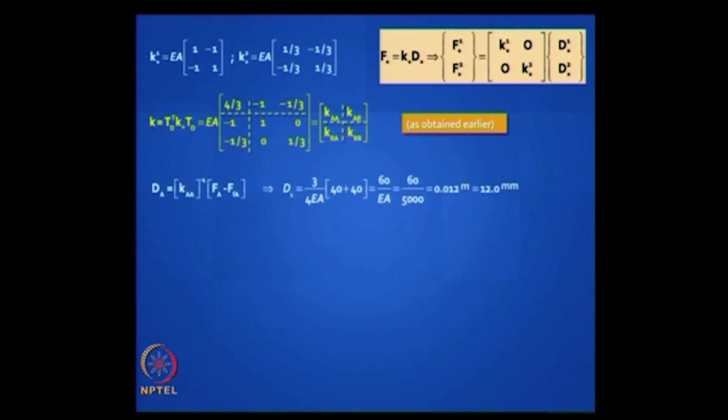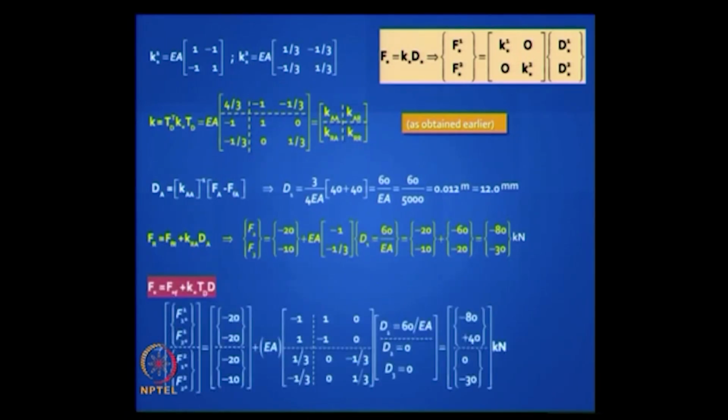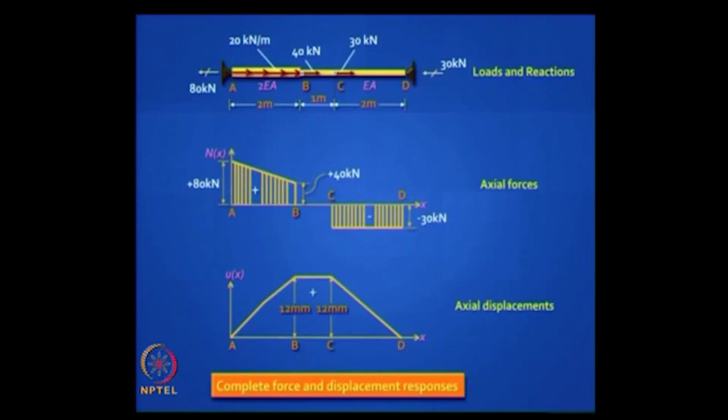You can find the unknown displacement, plug it back into the second equation and get your reactions. Then you get your member forces. This is where you can use the transformation. You get the same answers, so let's not spend time. You get this response which we got earlier. Okay, can we move on?